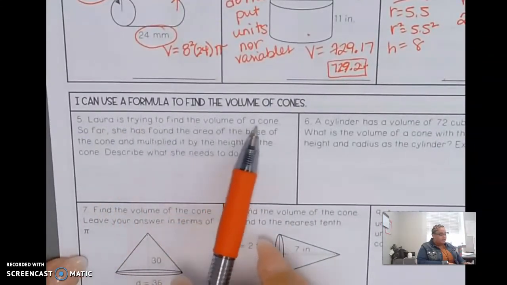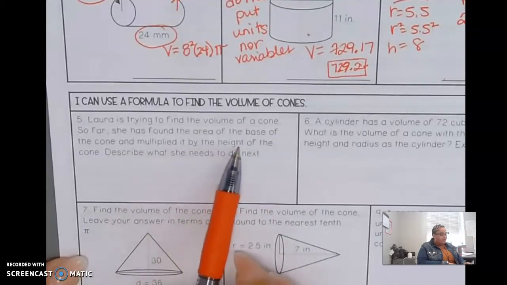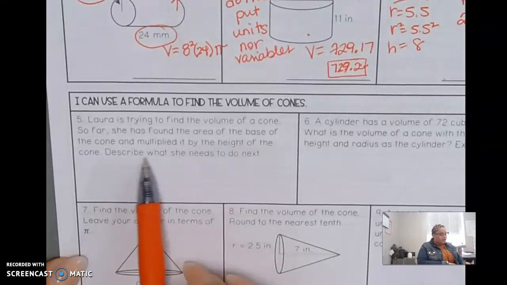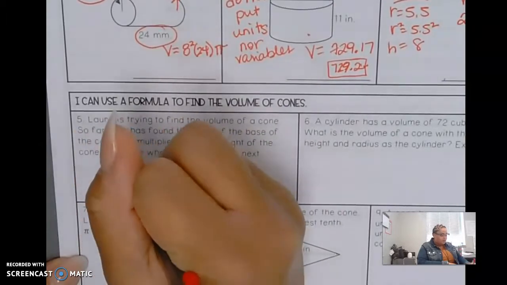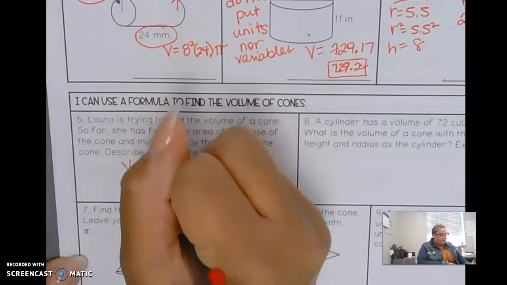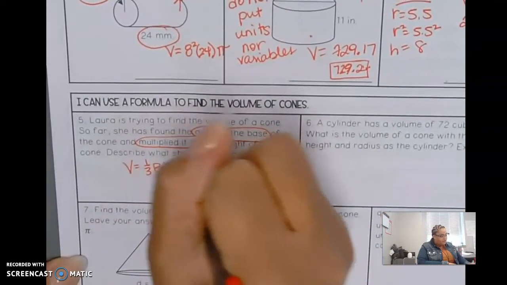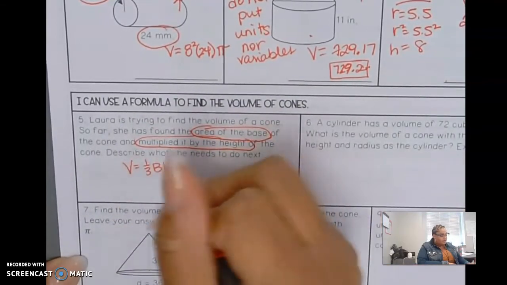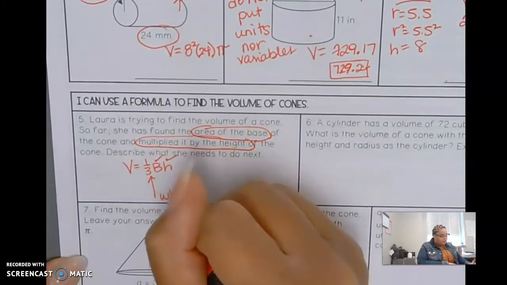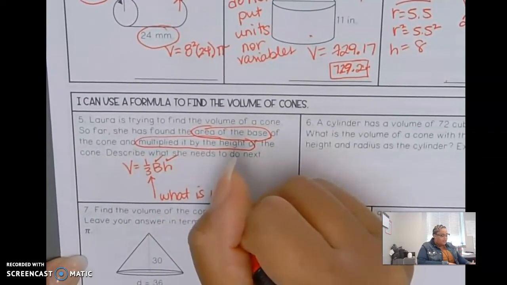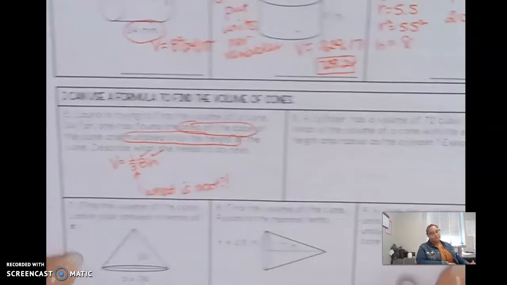It says Laura is trying to find the volume of a cone. So far, she has found the area of the base of the cone and multiplied it by the height of the cone. Describe what she needs to do next. So first, we write our formula. V equals 1/3 big BH. She found big B, and she multiplied by the height. So what is next? So big B and the height is done. What is next? This should be multiple choice in Skyward.